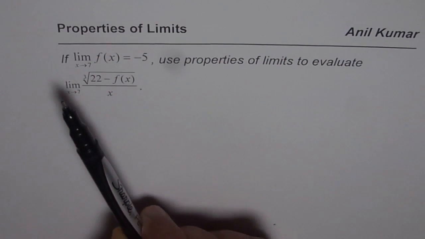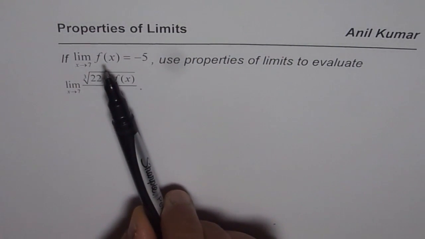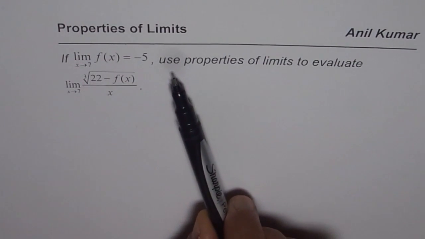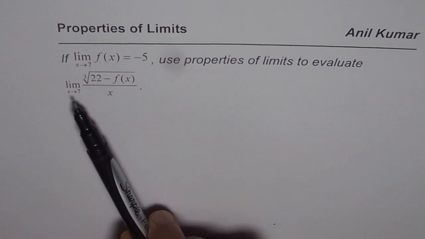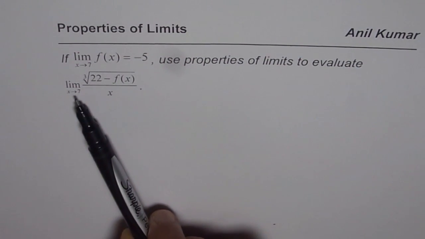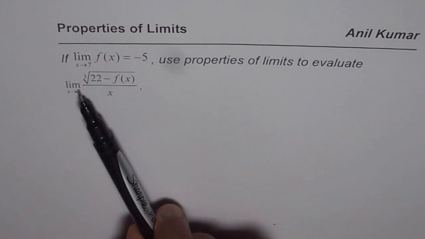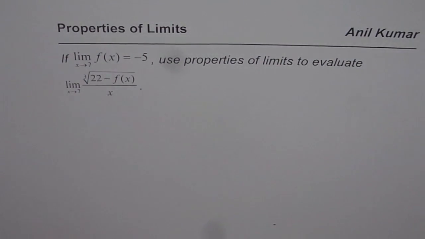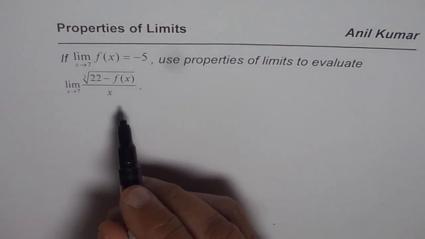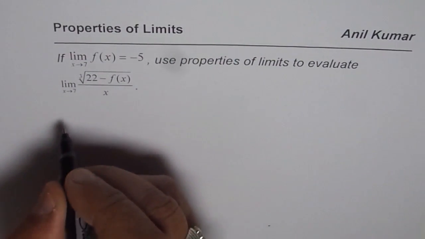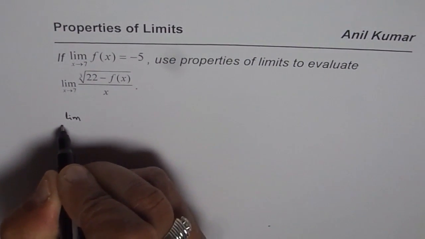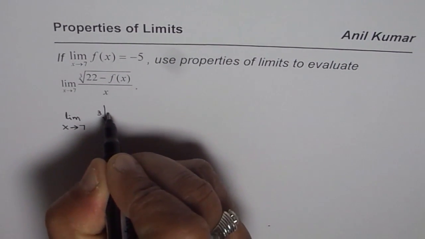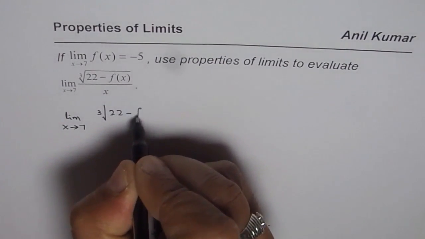So the first question for us is to use properties of limits. And the question is, if limit of f of x as x approaches 7 is equal to minus 5, use properties of limits to evaluate the limit when x approaches 7 for cube root of 22 minus f of x, divided by x. Now in this particular case, let us rewrite the question.